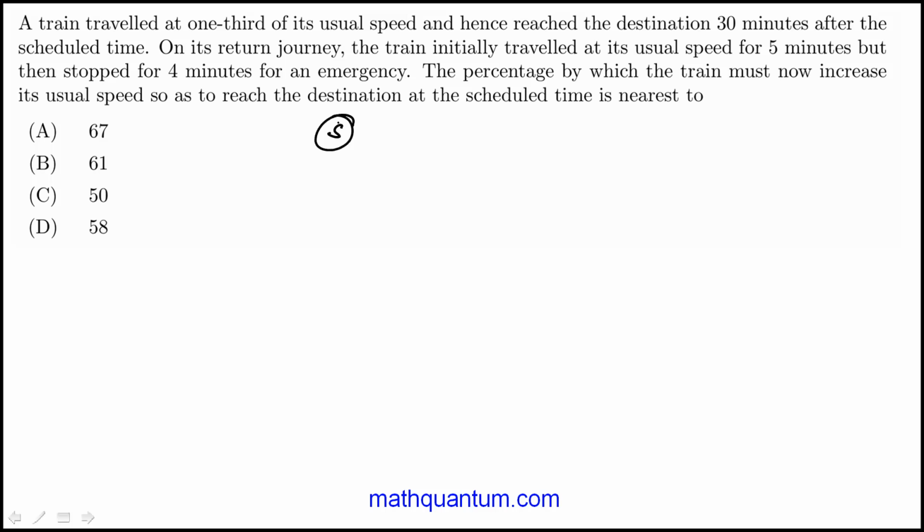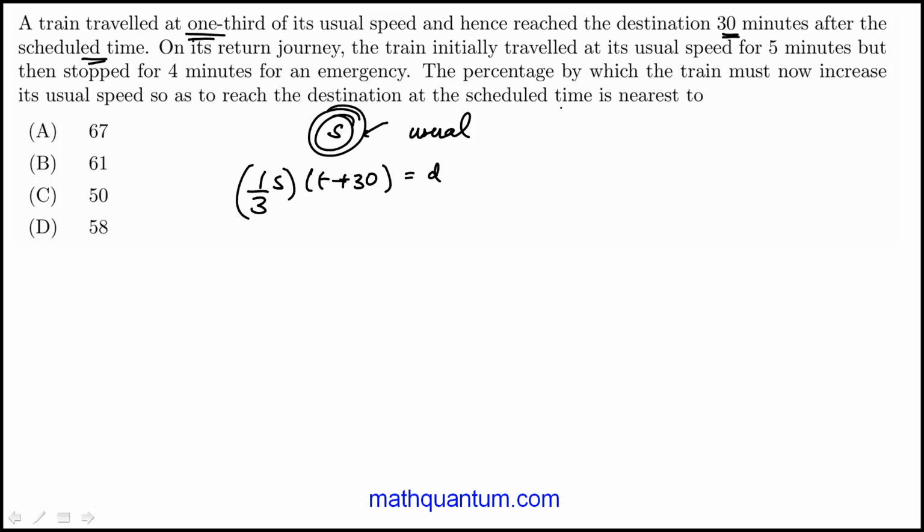So I'll use the variable s to assign the usual speed of this train. Now we're told that it's traveled at 1/3 of that. And let's say the usual time for it to arrive at this destination is t. In this case, it will reach there 30 minutes after, so t plus 30. And that distance is whatever the distance is between the destination.